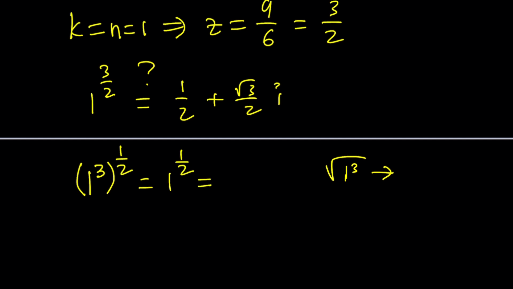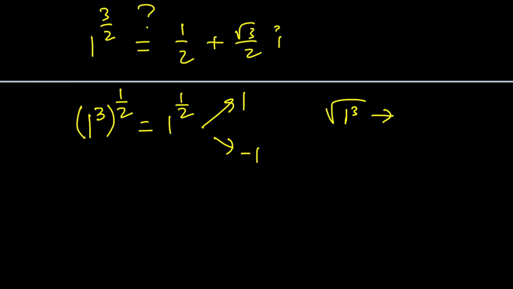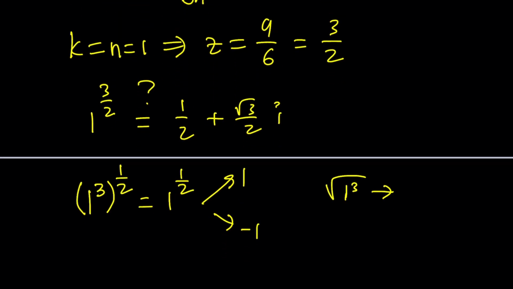What is 1 to the power 1/2? Well, 1 has two square roots. One of them is 1, the other one is -1. Because when you square both of these numbers, you get 1. Okay, so this didn't work out. So there's something problematic about it. Maybe I should try something else.